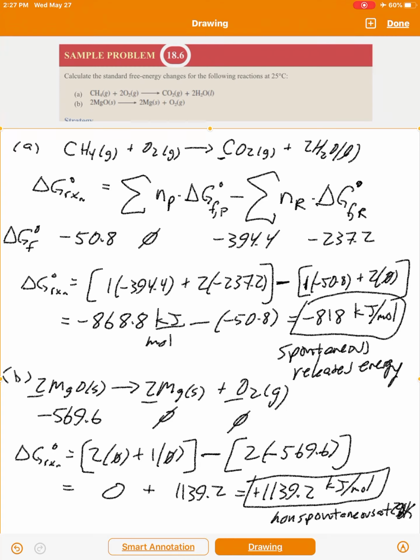At 298 Kelvin, 25 degrees C. Non-spontaneous, we get a positive value. In fact, it's very non-spontaneous, right? It's a very large number. You have to put in an enormous amount of energy to make this reaction go.